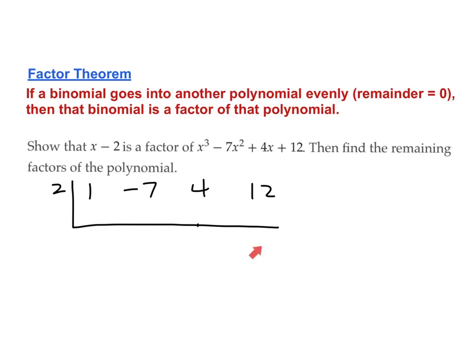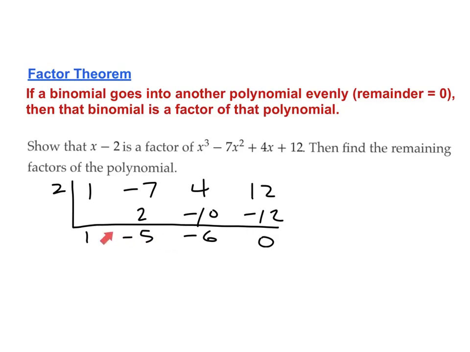For it to be a factor, this remainder should be 0. Go ahead and finish that. Watch your signs. Okay, so that's what you should have gotten. The remainder is 0, so I've done part 1. I've shown that x minus 2 is a factor. Now I have to do the second part: find the remaining factors.